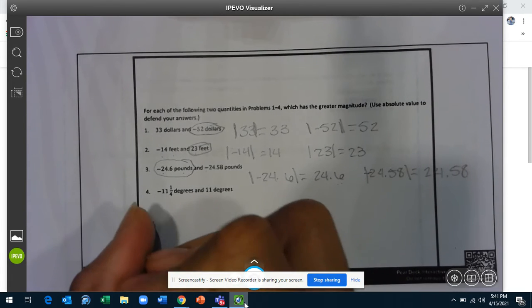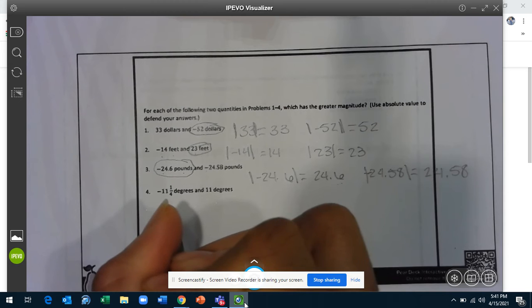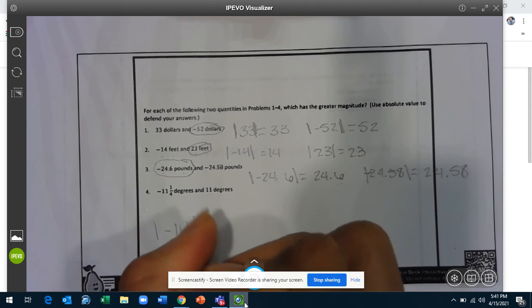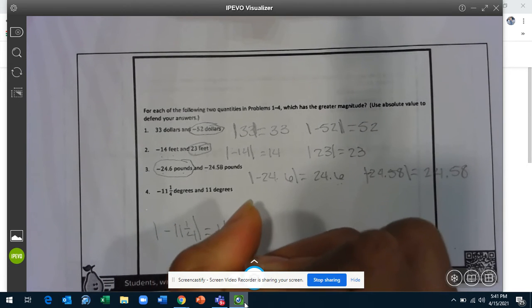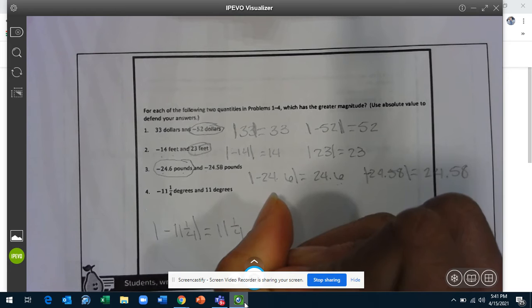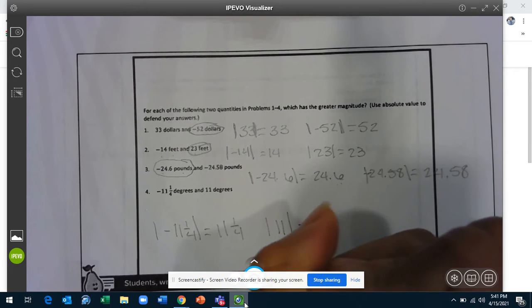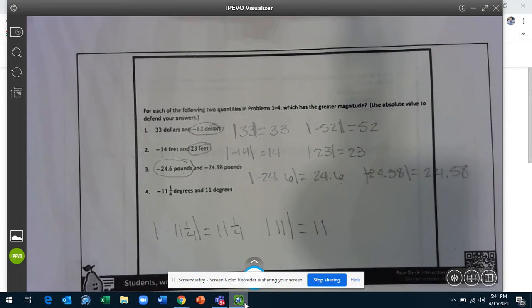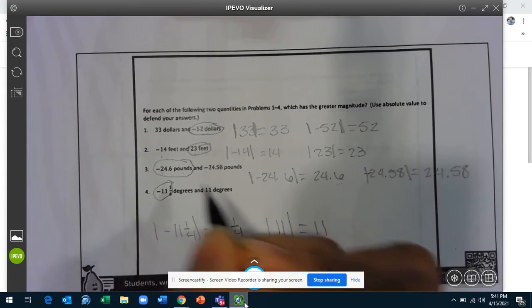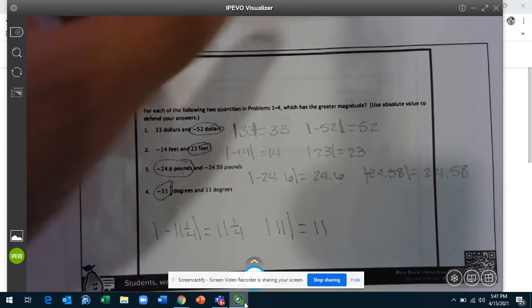And then we have the absolute value of negative 11 and 1/4, which is the same thing as 11 and 1/4. Then we have the absolute value of 11, which is 11. So therefore, negative 11 and 1/4 would have the greater magnitude.